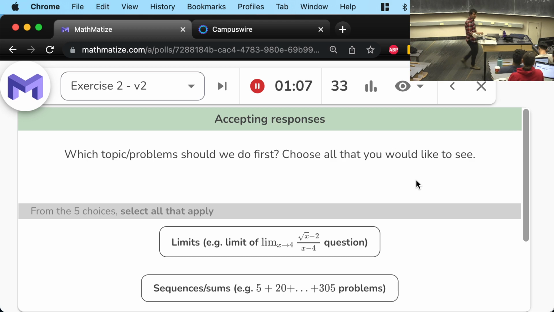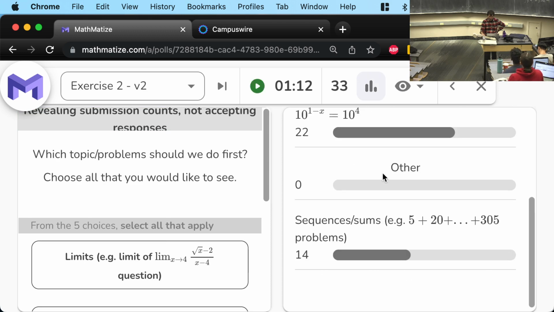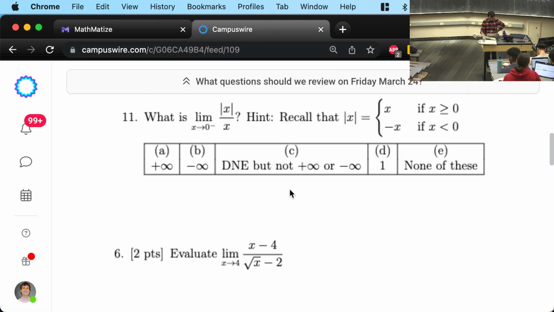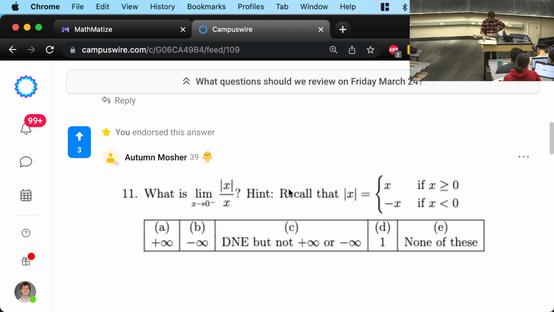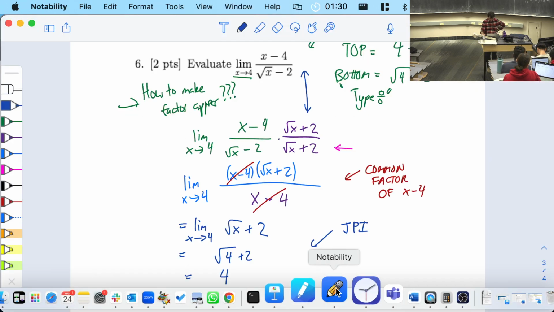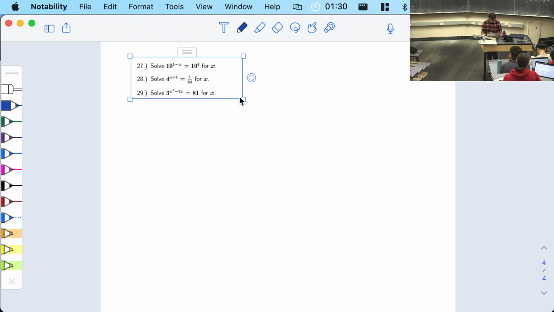Okay, so 33 people voted. Let's see what you guys want to see next. Okay, logarithm algebra. So we did one of these already, in solving for k. Let's do another one. The ones on here were these kind of ones. Let's do this one. So here are some problems.